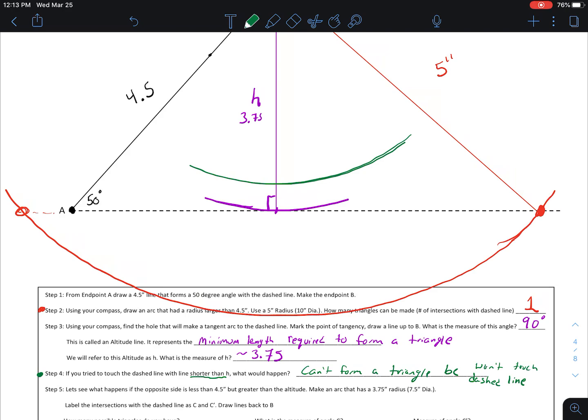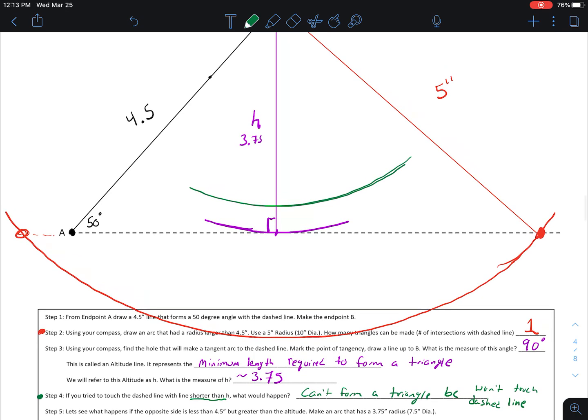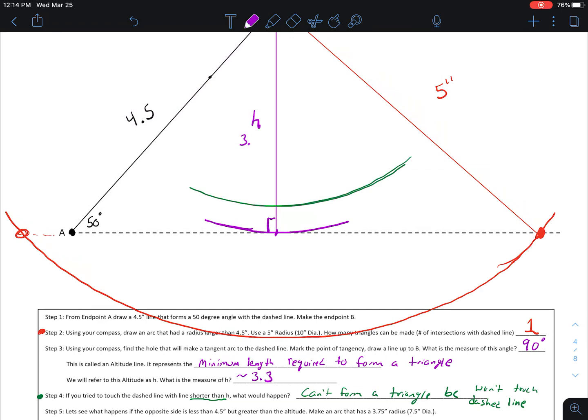And so now I want to look and say, all right, what happens here if I pick a side. Actually, hold up. I said 3 3/8, didn't I? But it's not 3.75. It's 3.375. So I gotta make that correction there.